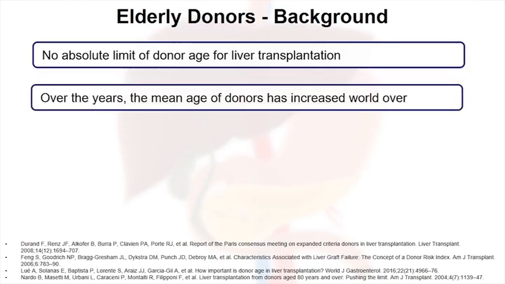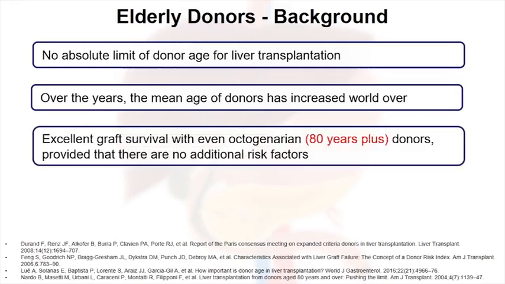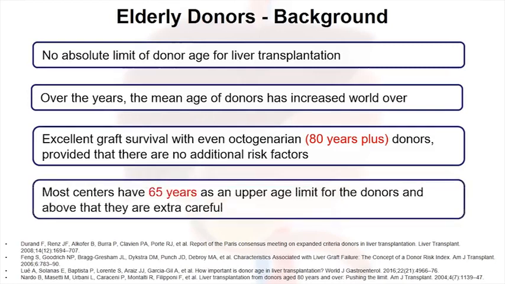Over the years, the mean age of the donor has gone up because more and more elderly donors are used. Excellent graft survival has been noticed even in octogenarians, that is, donors of 80 plus age, and that's why age should not be the criterion. However, in many guidelines in many countries, 65 years of age is the arbitrary cutoff line, above which you have to be careful and see that there are no other risk factors also. And if you feel that the liver is likely to work, then that liver should be used.